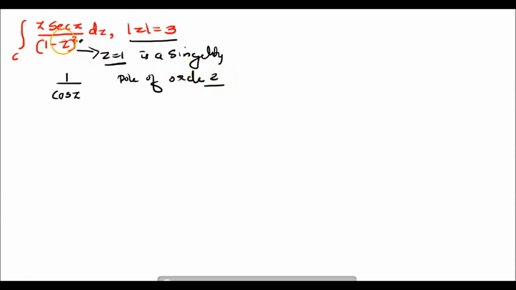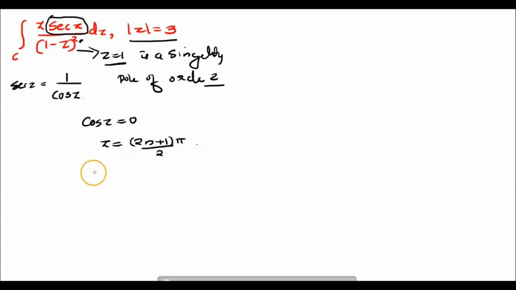Also, there are many other singularities because this function has sec z, and sec z is not an analytic function. That means sec z is 1 by cos z. We know that cos z is analytic but 1 by cos z has singularities because cos z equal to 0 when z is equal to (2n plus 1) pi by 2, for n belonging to the integers.